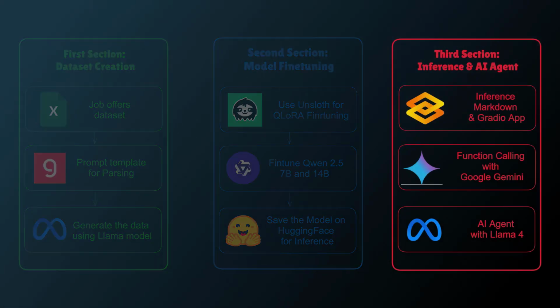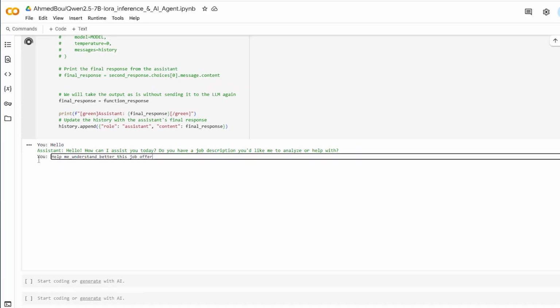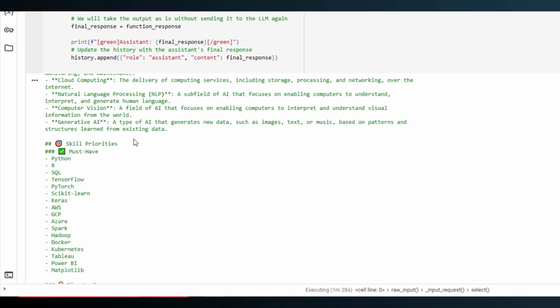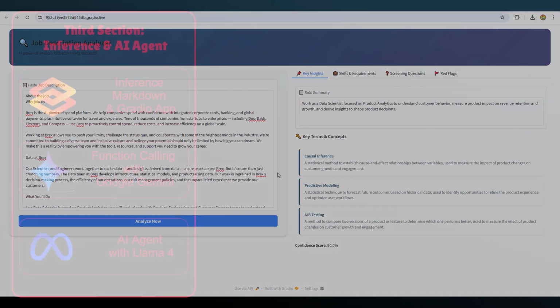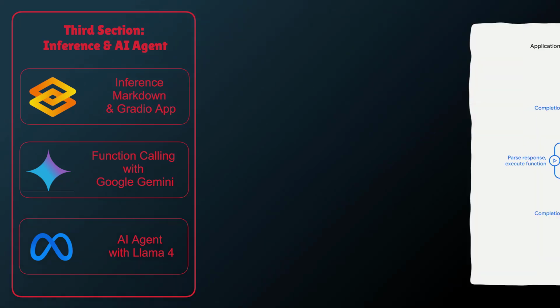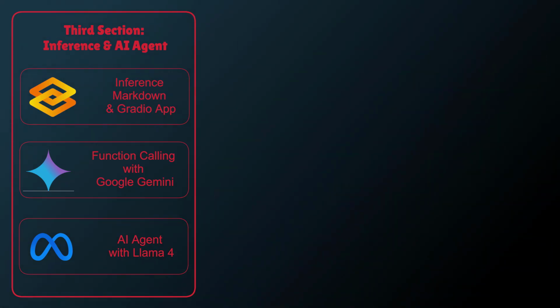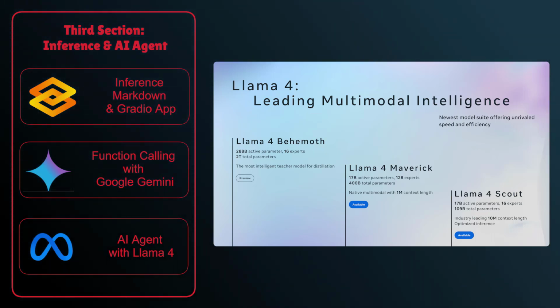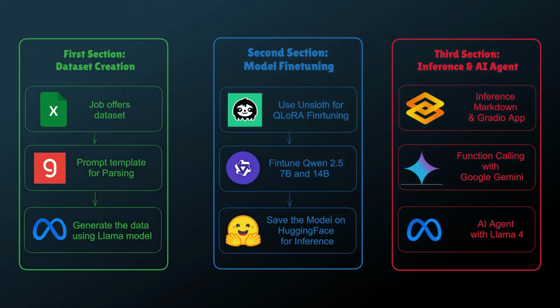After that, we will evaluate the model and explore 4 different ways to use it. First, we will use it to generate markdown outputs that explain the job offer and provide more insights. Then we will build a web application using Gradio. We will also show how to use it with Gemini 2.5 through function calling. And finally, we will use the new model from Llama 4 Scout to build a fully capable AI agent. This AI agent will use our model as a tool to enhance the chatbot capability.